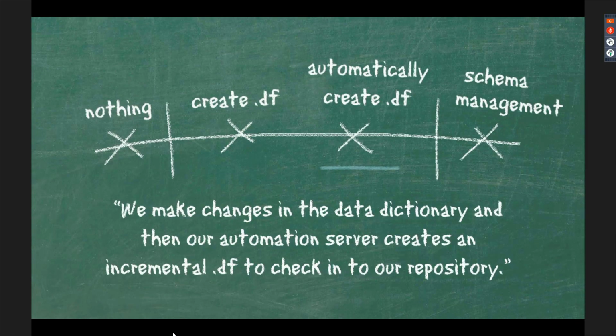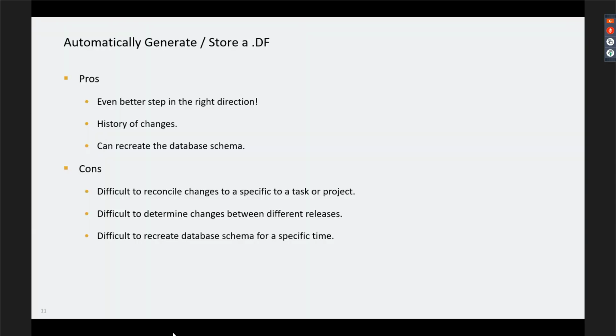So, something very similar: we make changes in the data dictionary, and our automation server creates an incremental DF that we check into our repository. Well, that's even a better step in the right direction. Like the other, you have a history of your changes, and you can recreate the database schema. This is being generated automatically. So the cons are still basically the same, but at least it's being automatically generated, so you're not going to forget to create your DF.